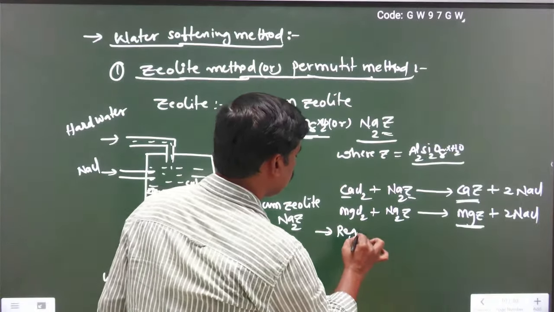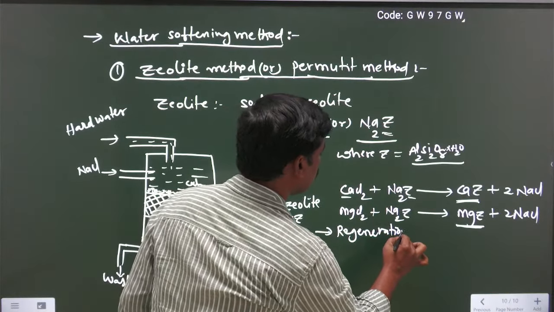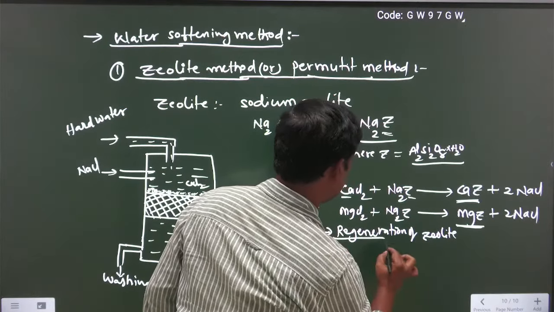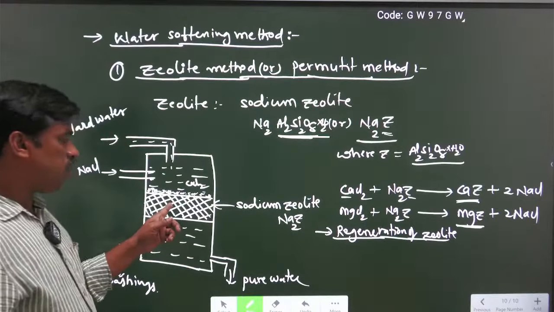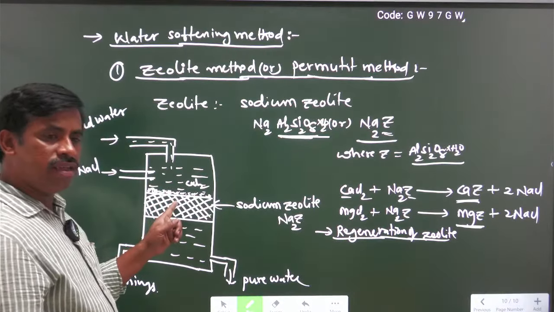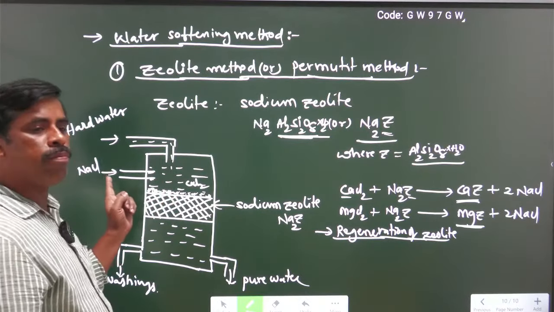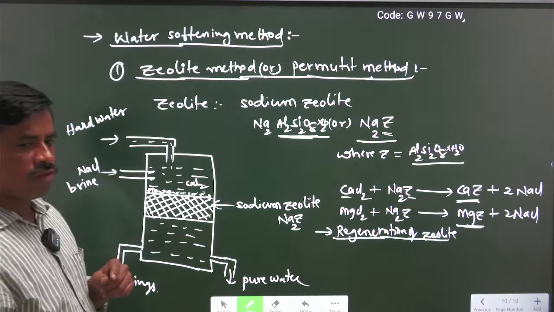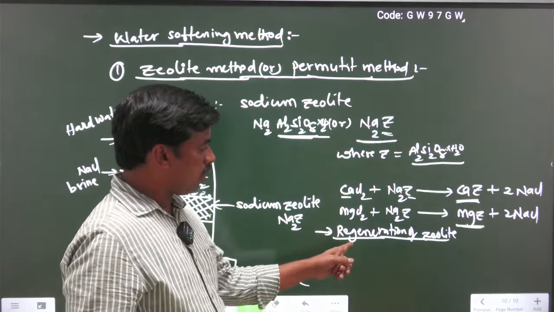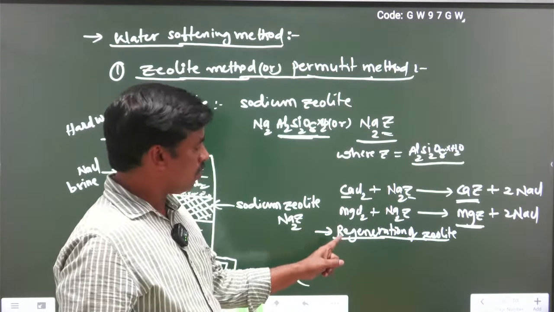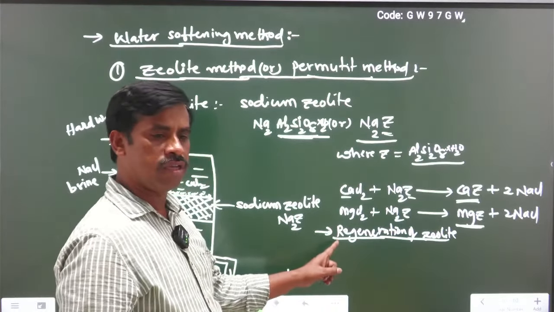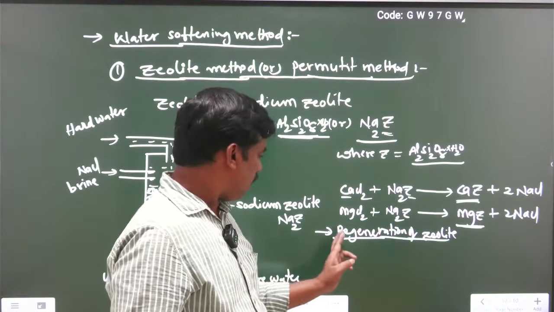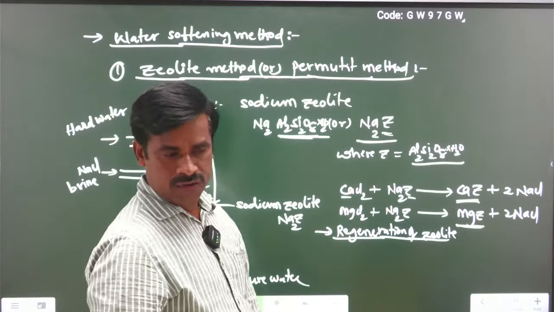Regeneration of zeolite. How can you regenerate? This exhausted zeolite bed is again regenerated by the addition of brine solution. What is this? Sodium chloride, which is called brine. Here how to regenerate zeolite? Zeolite resin is regenerated by the addition of brine solution, or sodium zeolite resin is regenerated by the addition of brine solution.